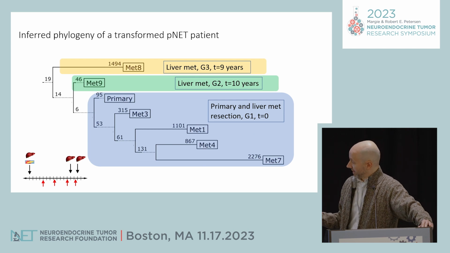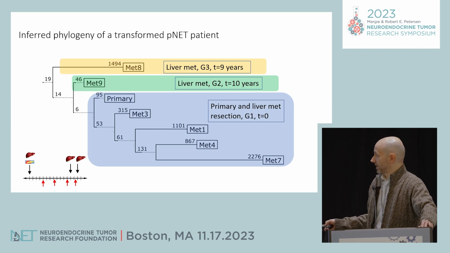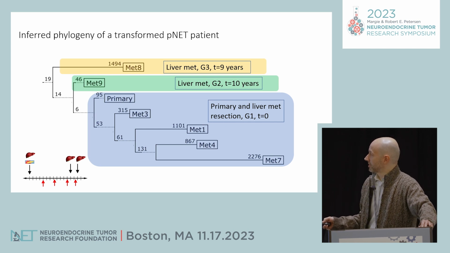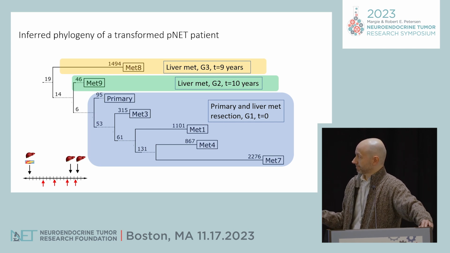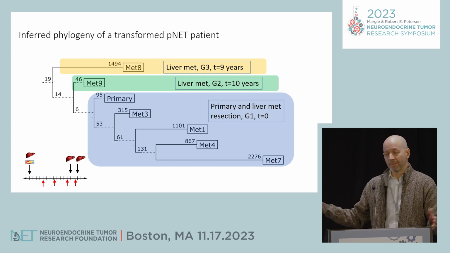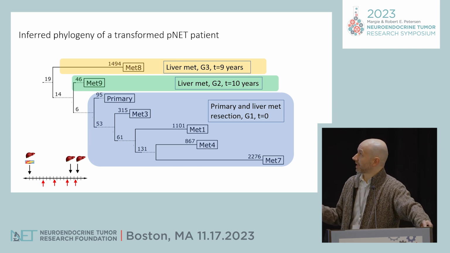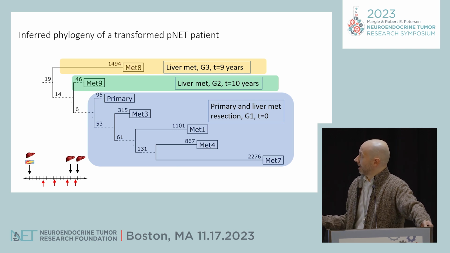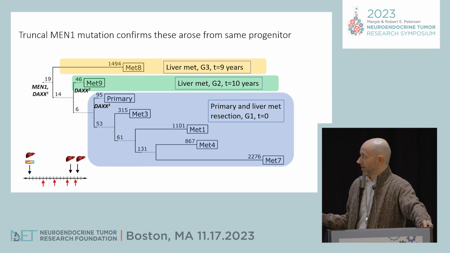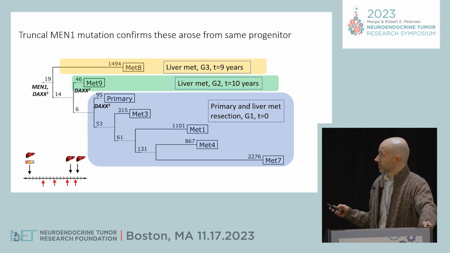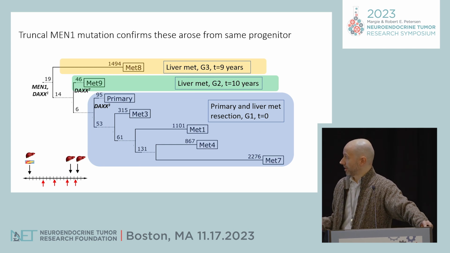And that was really striking to us, right? This was not at all what we expect. MET8, we'd think, would be somewhere down here, or at least closer to the primary, but it maps to this early progenitor of the phylogeny. And you might ask, okay, maybe this is multiclonal. Maybe they're just different tumors, like the second hypothesis that Laura had. But in fact, they have the same MEN1 truncal mutation. So these arise from the same progenitor.